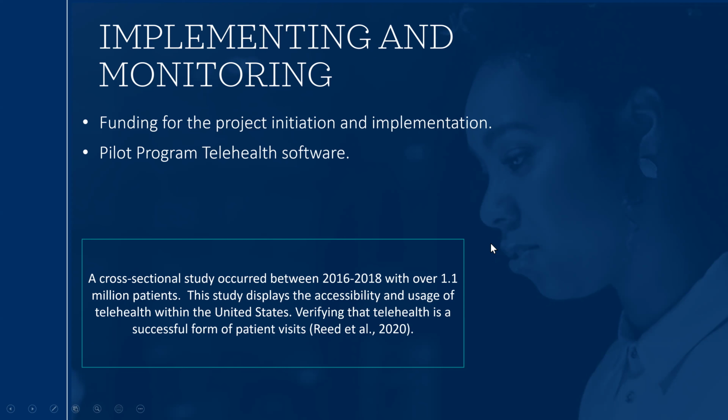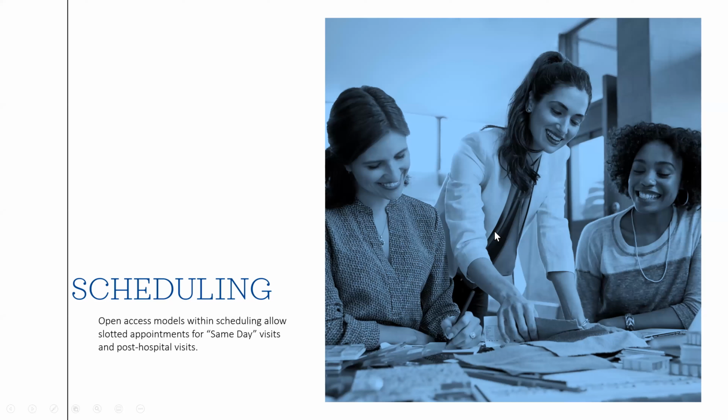It also was noted that something that helps with it is scheduling. So an open access model within scheduling allows for slotted appointments such as same day visits or post hospital visits. This allows for the schedule to have increments blocked off so that if people need to be seen in an urgent manner, they're able to do so. It was noted that patients are more satisfied when wait times for primary care appointments are minimal or non-existent. So really ensuring that patients have direct access to communicate and discuss findings with their care team.